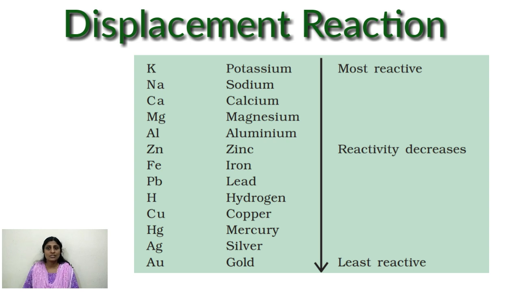And hydrogen is not a metal, but it is a standard to know whether the metals in the above series are more reactive. The metals above hydrogen are most reactive metals, and those metals placed below hydrogen are less reactive. That means potassium is the most reactive metal and gold is the least reactive metal. In displacement reaction, a more reactive element displaces a less reactive element from its compound.